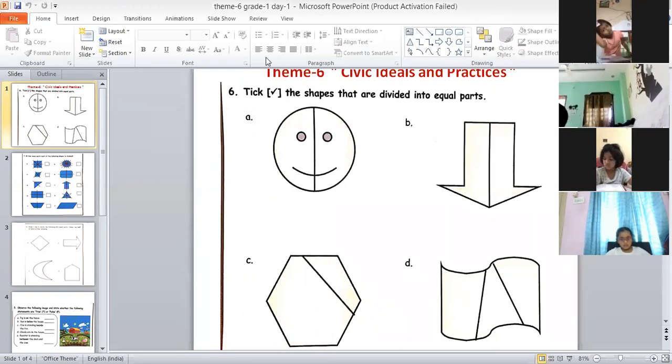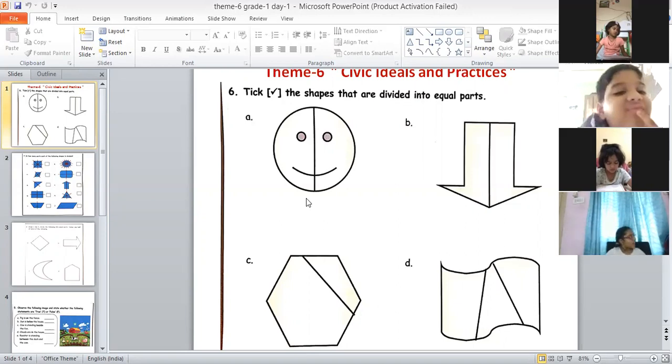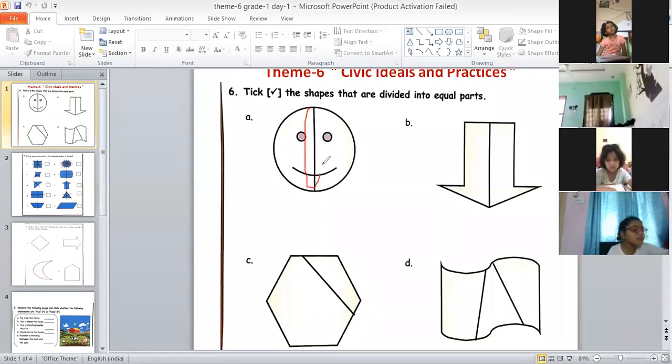Manha, look at the first shape and then tell me whether it is divided into equal parts or not. Smiley is not divided into equal parts. No. First picture is divided into equal parts, children. It is exactly equal. You can see this line. This straight line is dividing it into equal parts. So this shape is divided into equal parts.